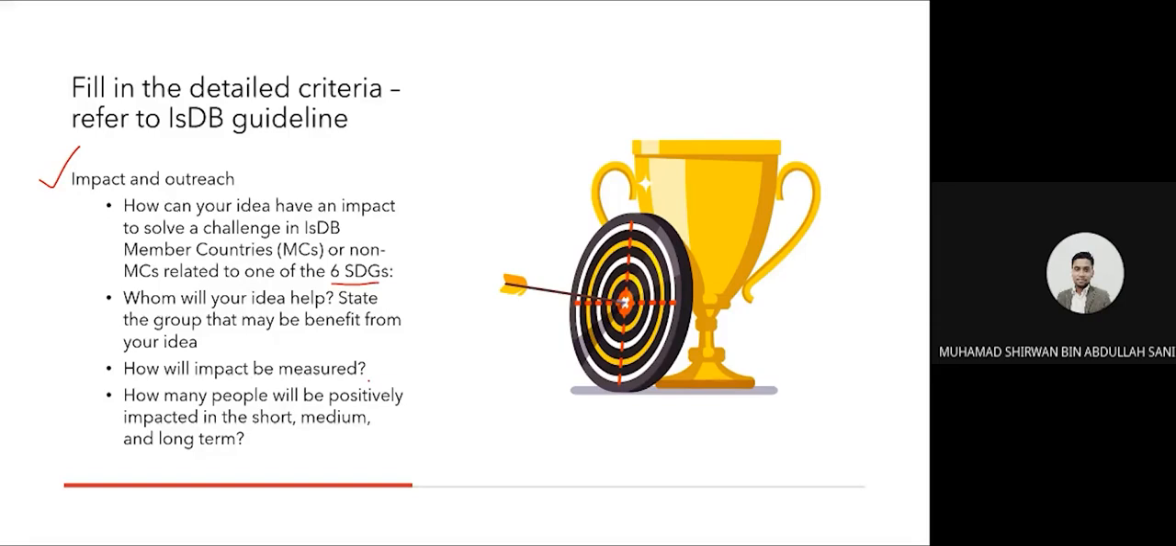Perhaps you can say that impact can be measured in the number of food items not being wasted during this COVID time, or maybe impact in terms of money generation by using your idea, and how many people will be positively impacted in the short, medium, and long term. Perhaps you can say within 1 year, who will benefit from your idea, then in another 3 years, in another 5 years, in another 10 years, who will get the benefit from your ideas. Okay, so this is on impact and outreach.